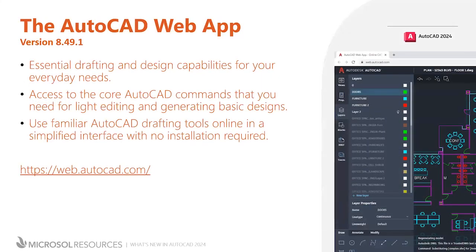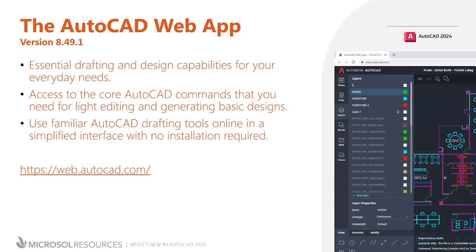The AutoCAD Web App is an essential drafting tool with design capabilities for your everyday needs. AutoCAD Web is a trusted solution that gives you access to the core AutoCAD commands that you're already familiar with. And it can give you anything that you need for light editing and generating basic designs. You can use your familiar AutoCAD drafting tools online in a very simplified interface and with no installation required. And you can access, create, and update any DWG files at any moment. And of course, you can bring your team together to review and edit CAD drawings, a very quick collaboration tool.